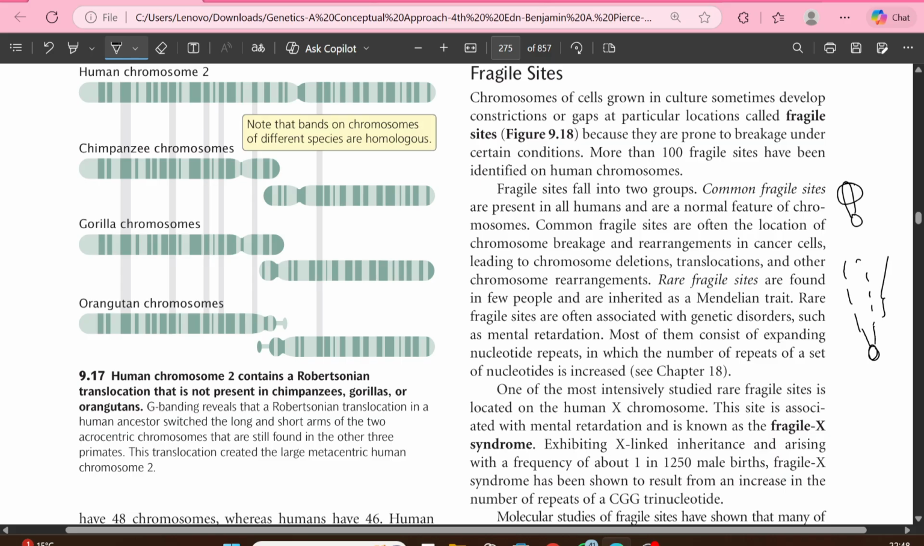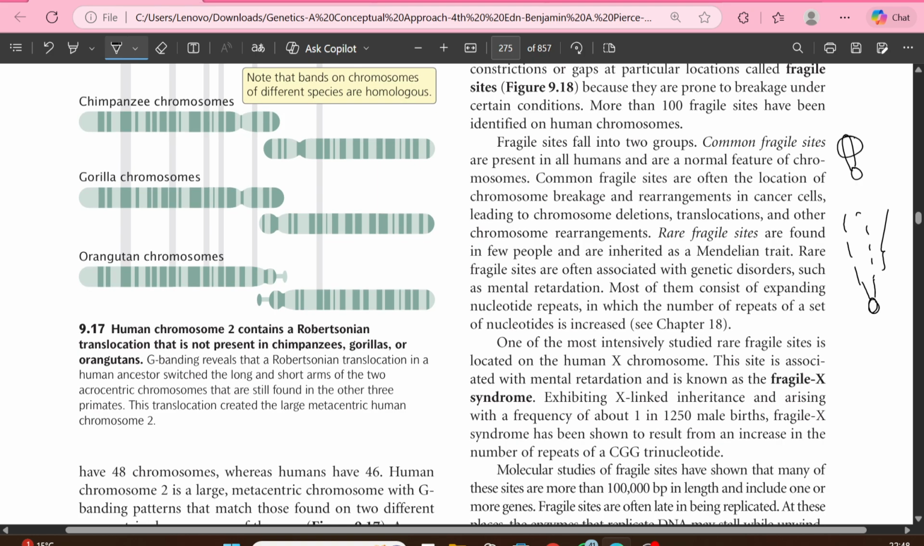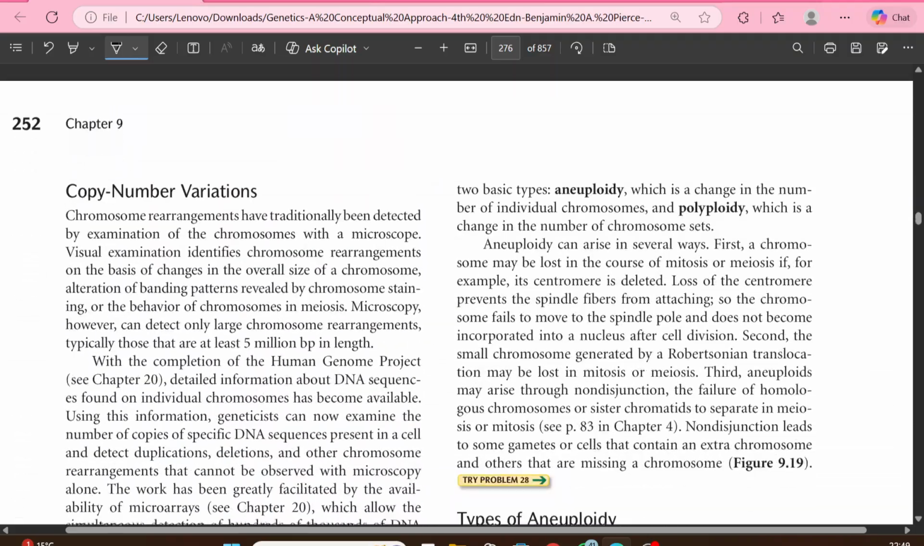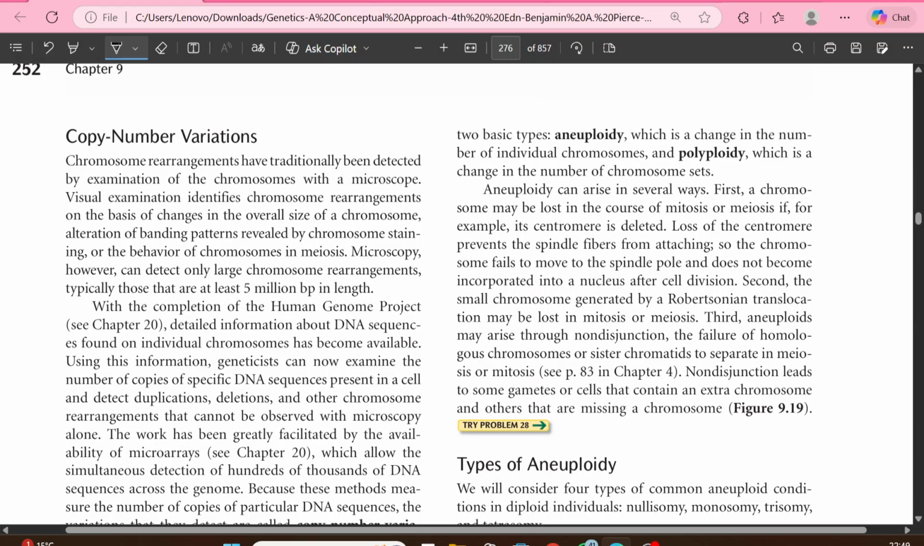Now there is one very specific syndrome here, which is Fragile X syndrome. Fragile X syndrome is observed in certain females and maybe even in males. Here, a CGG repeat occurs in the FMR1 gene on the X chromosome. So this can also occur here, and this is also one of the examples related to chromosomal abnormalities.